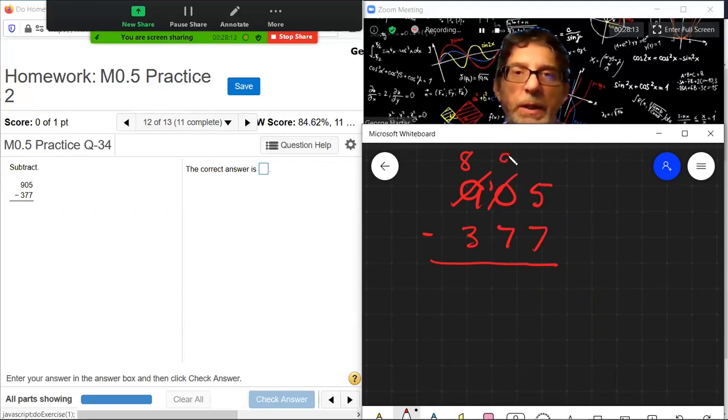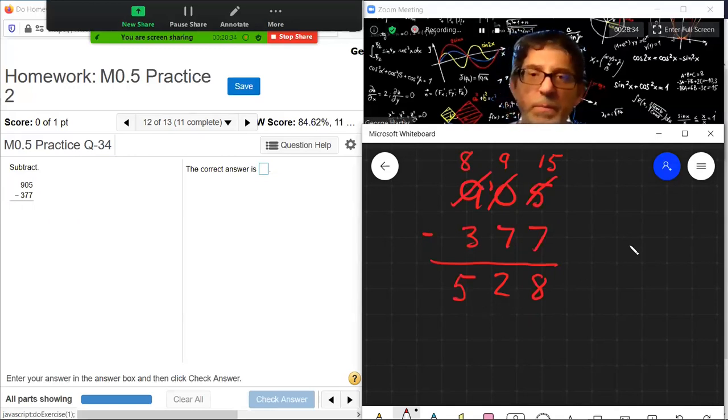This becomes a 9. The 1 that we borrow from here turns this into 15. So now we have 15 minus 7, and that's 8. 9 minus 7 is 2. 8 minus 3 is 5. So our answer is 528.